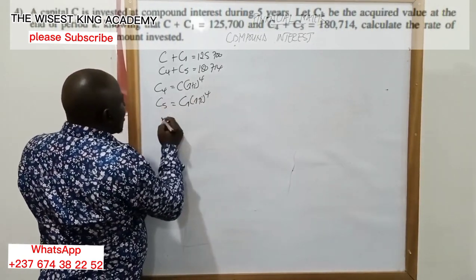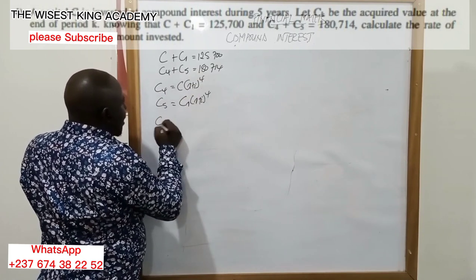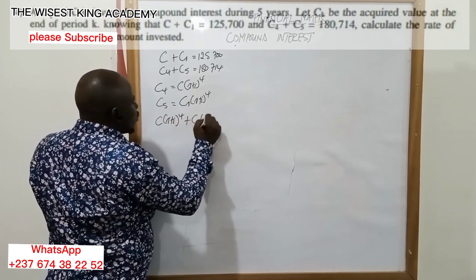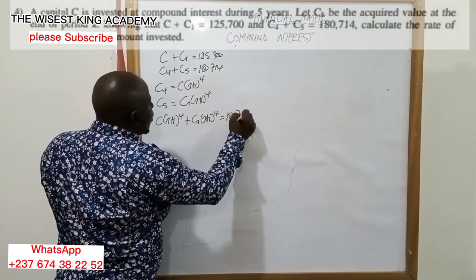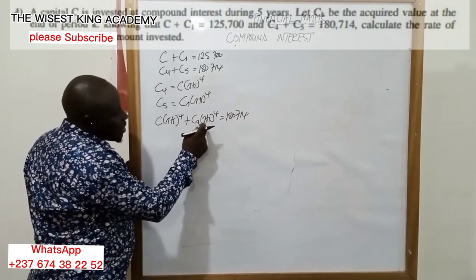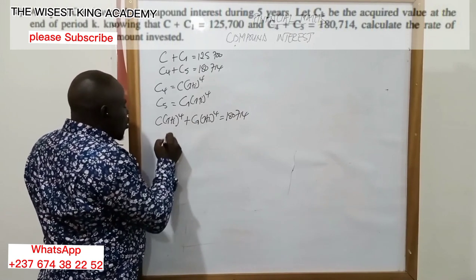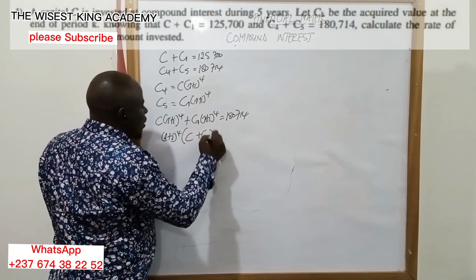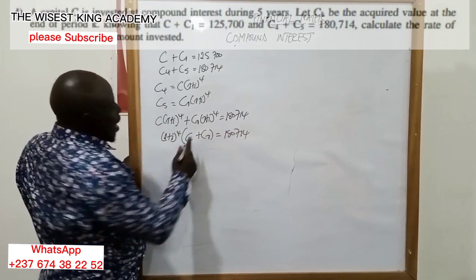So let's write down C4 plus C5. C4 is this, C5 is this. So if I write C into 1 plus I raised to the power 4 plus C1 into 1 plus I raised to the power 4 equals 180,714. But look, 1 plus I raised to the power 4 is common. So let me bring it up. I open a bracket, so give me C plus C1 equals 180,714.